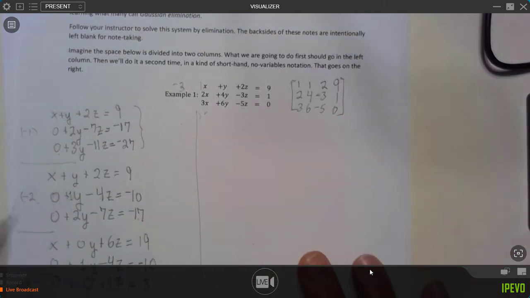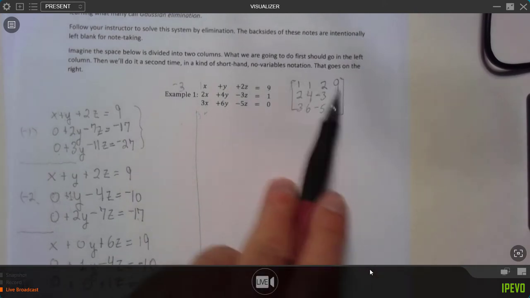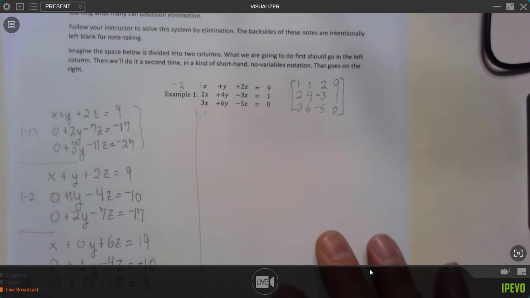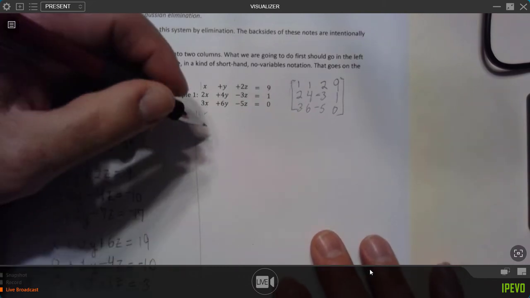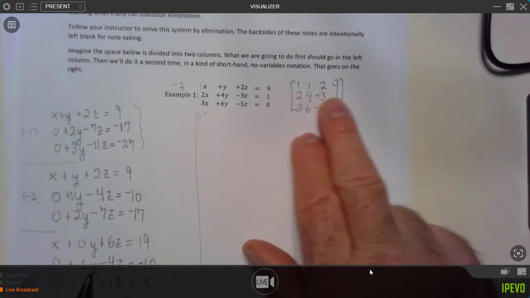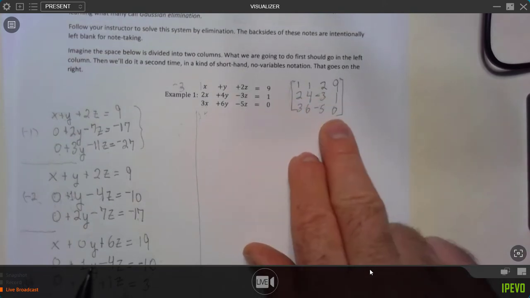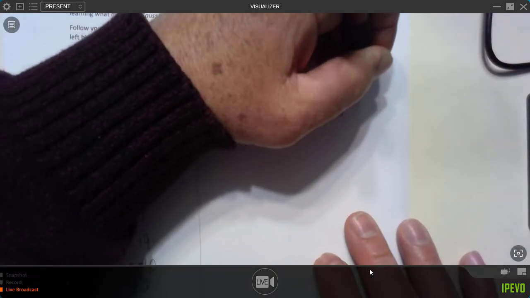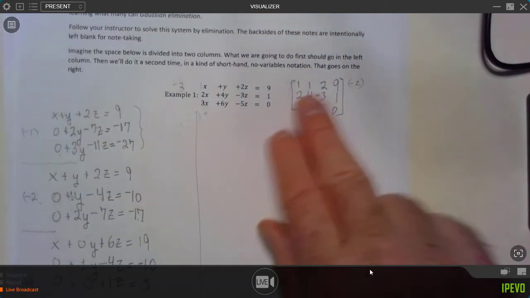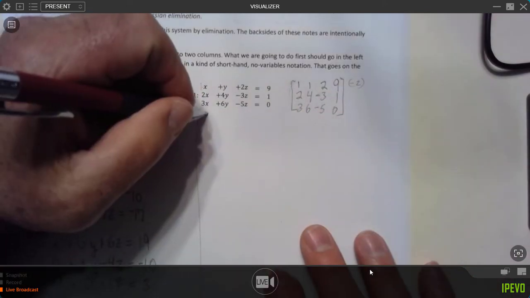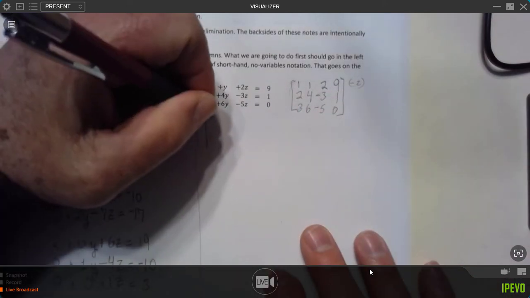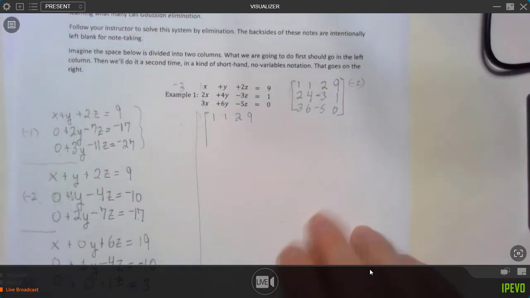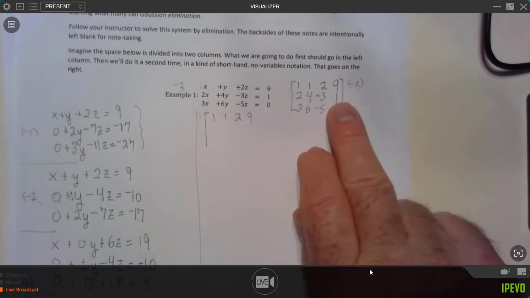Now, what I'm going to do is try to get this style of writing to match up with these things over here. So what I did on the first pass last time is I took multiples of this first row, added to the second and the third row to get a 0 here and here. So I'm going to do that again, and I'll write my multiplier over here for now. I want minus 2 times that first row, add to the second row. So the first row is not going to change. 1, 1, 2, 9. I'm going to take minus 2 times this row, add it to this row.